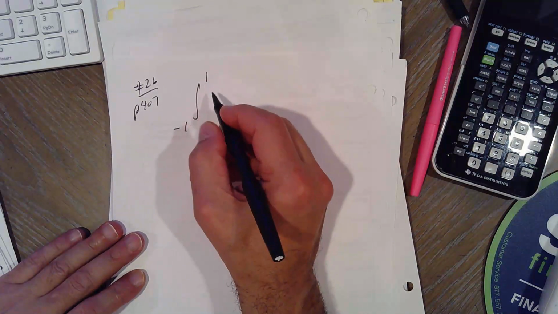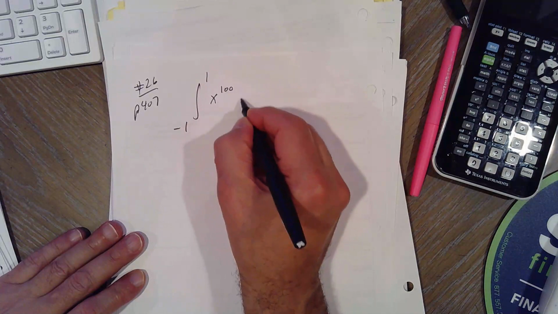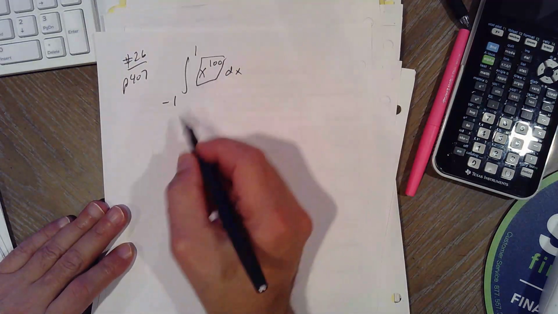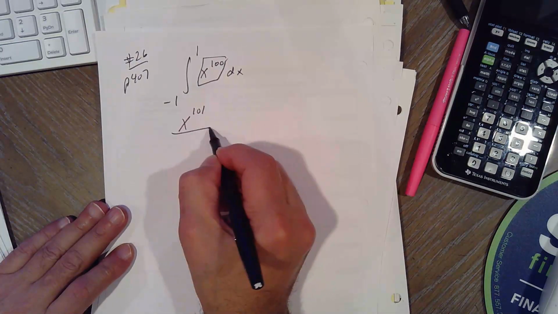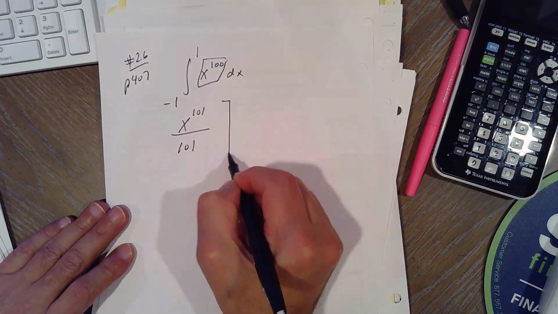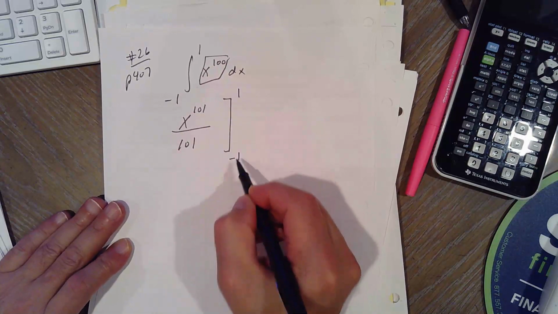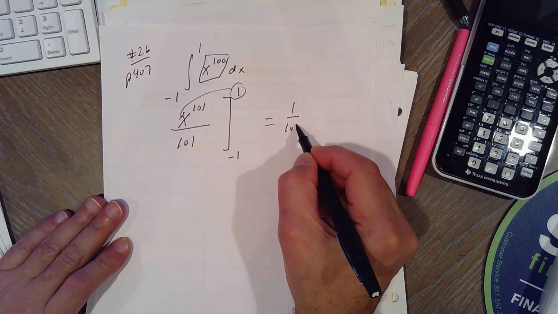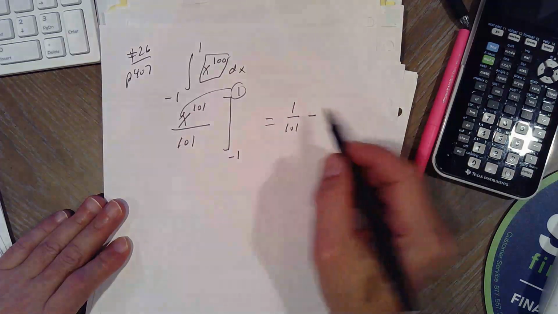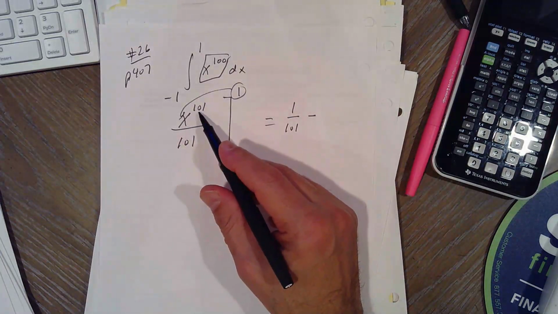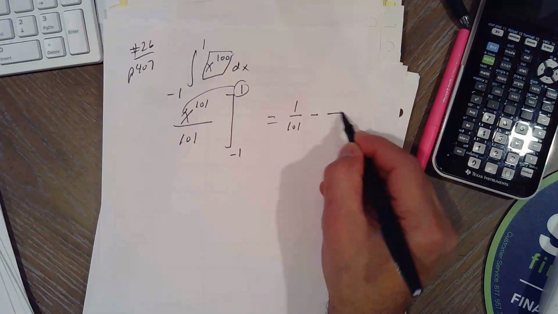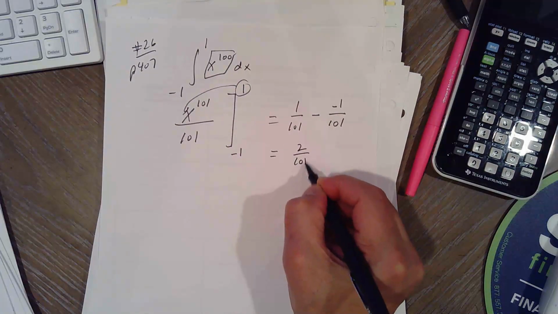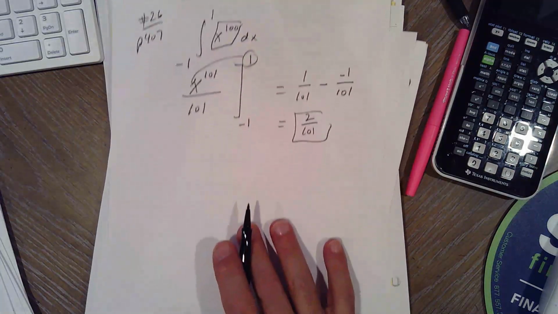From -1 to 1 of x to the 100 dx. So we're going to find the antiderivative of x to the 100, which is x to the 101 over 101. And then we put the limits in the same order, and then we plug the 1 in. 1 to any power is 1, minus, we plug in the -1. -1 to an odd power is -1 over 101, so it's 2 over 101.